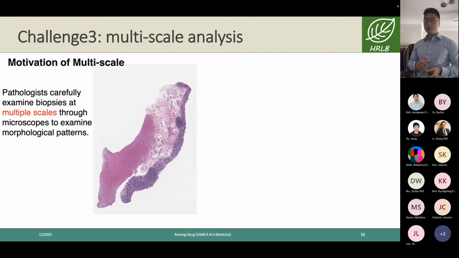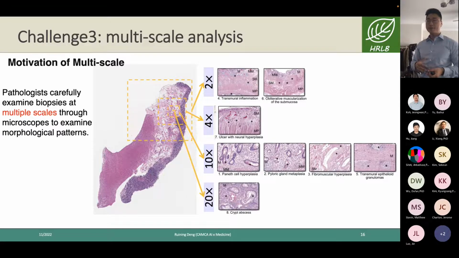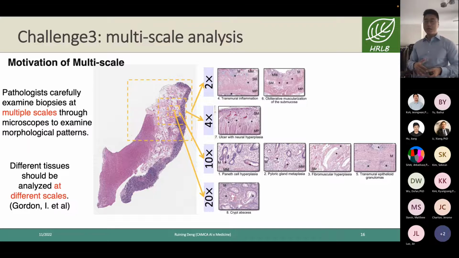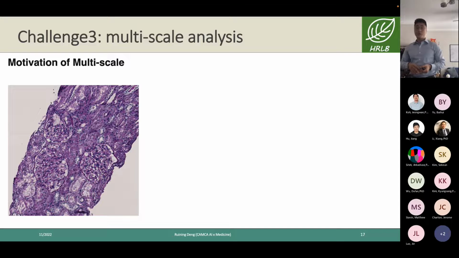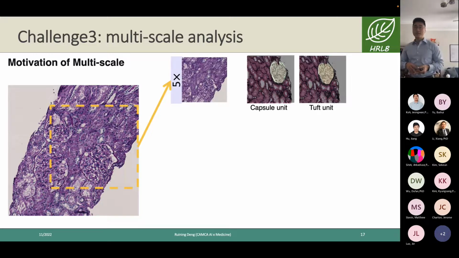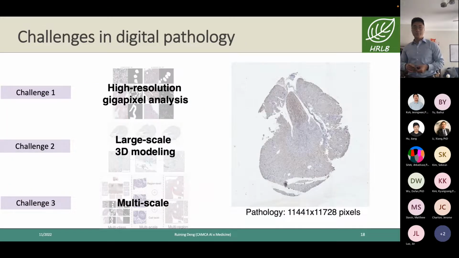If we look at the colon biopsies here, usually pathologists will analyze the tissue at four different resolutions with eight different tissue types to make a final decision on whether this patient has Crohn disease. So different tissues should be analyzed at different scales for Crohn disease diagnosis. And if we do the quantification on renal biopsies, we need to focus on different resolutions to get the optimal segmentation and quantification results for different tissue types. Those are the three main challenges in digital pathology that we are looking at.